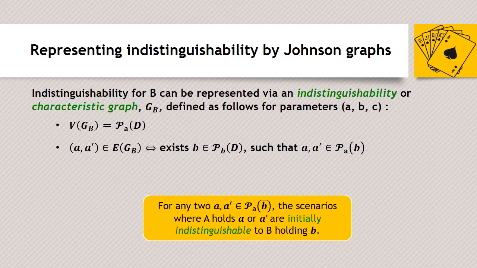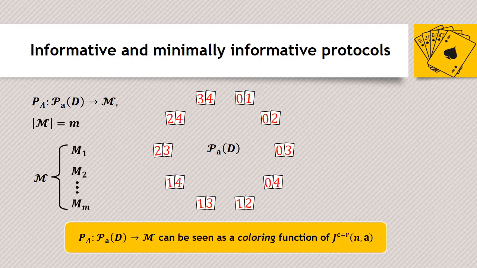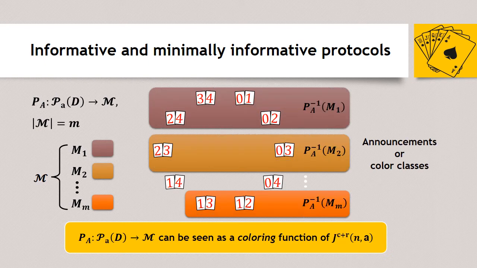Then, we could summarize this information via an indistinguishability graph for Bob such that the vertices are all possible hands that Alice could get and two vertices are adjacent whenever there is a possible hand for Bob disjoint from both of them. Then, this characteristic graph turns out to be the distance C+R Johnson graph for parameters n and a. Then, an announcement protocol for Alice can be seen as a coloring function for the distance C+R Johnson graph, so that the messages of the protocol are colors and color classes are announcements.